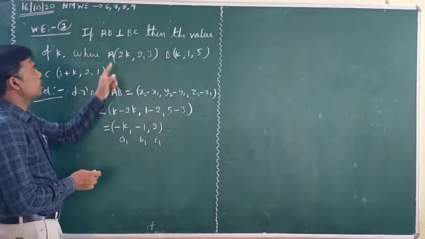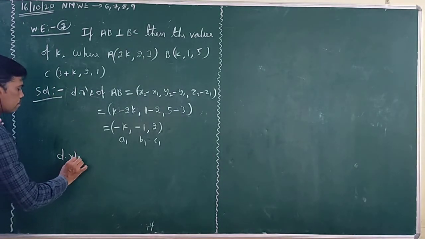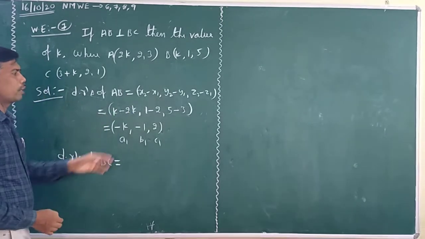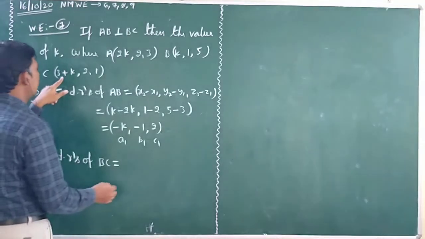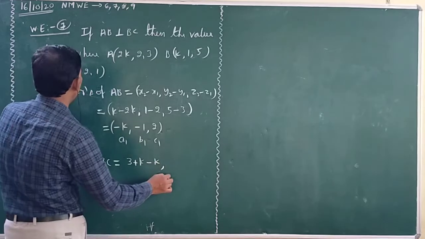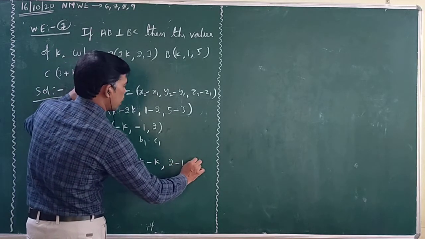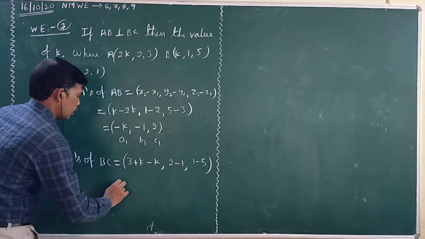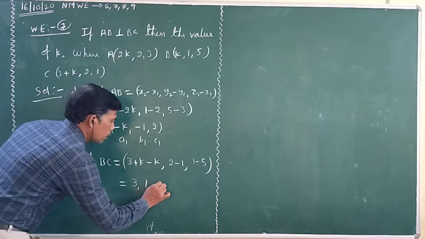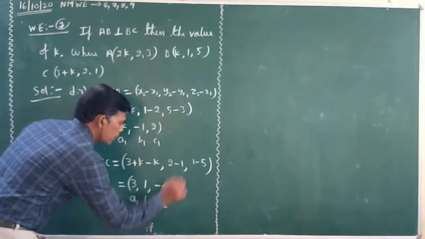Next, to find DRs of BC. By using same formula, BC 3 plus k minus k comma 2 minus 1 comma 1 minus 5. That's equal to minus k plus k cancel, 3 comma 1 comma minus 4. Here we denote A2, B2, C2.